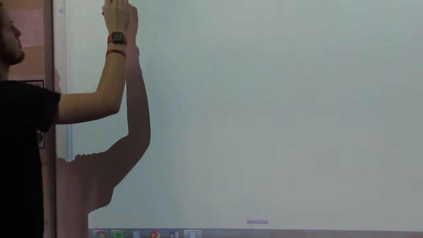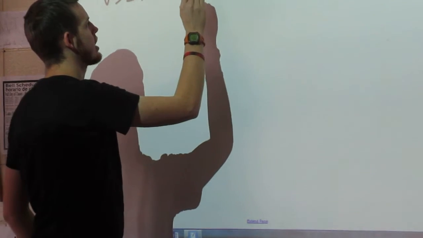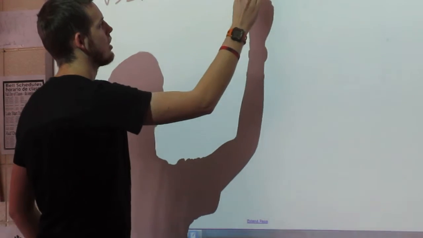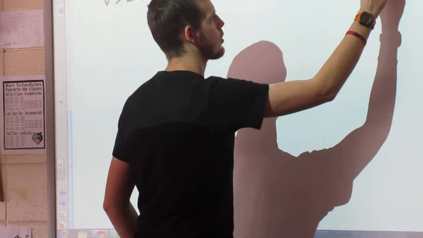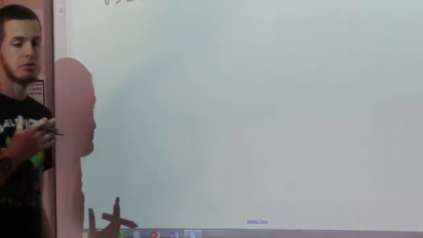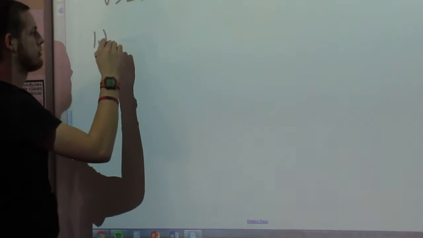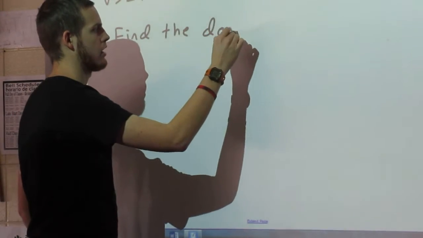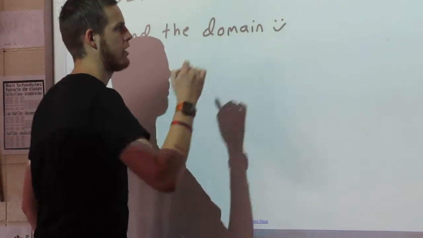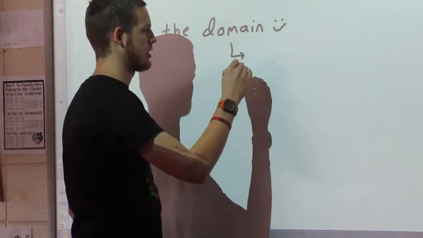So VSEPR is the shape of molecules. And this is, of course, 3D shapes, okay? Atoms are able to use the three dimensions, and you can go from there. The best thing to do is to find the domain first. And the domain is literally how many things are connected to the center.